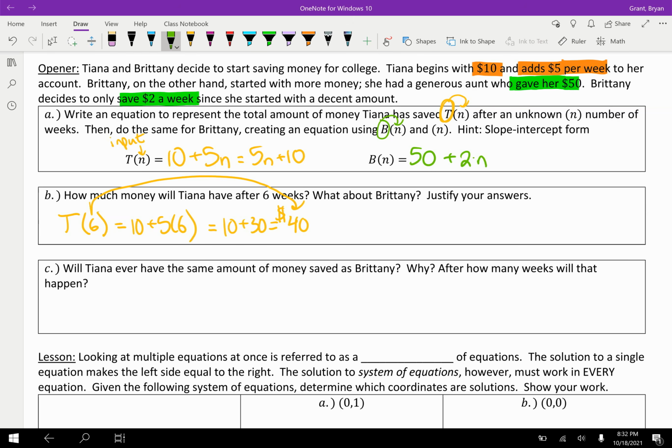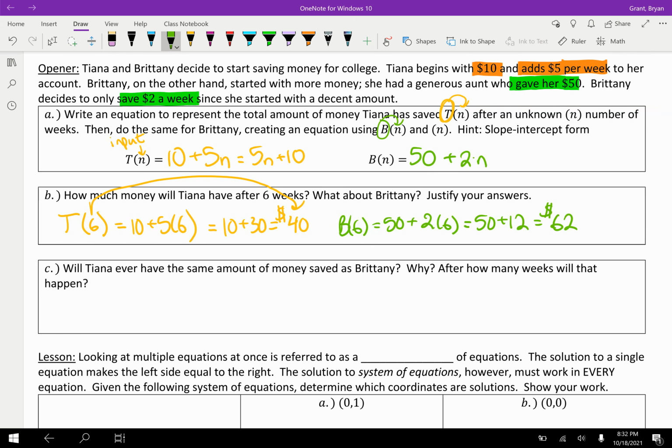What about Brittany? Well, B of 6 is going to be 50 plus 2 times 6. That becomes 50 plus 12. That looks like $62. So it's not too much of a surprise. Brittany started with more money, so she has more money after 6 weeks.